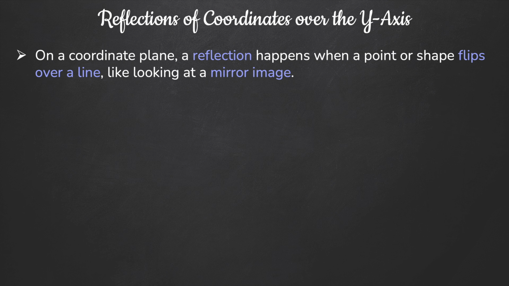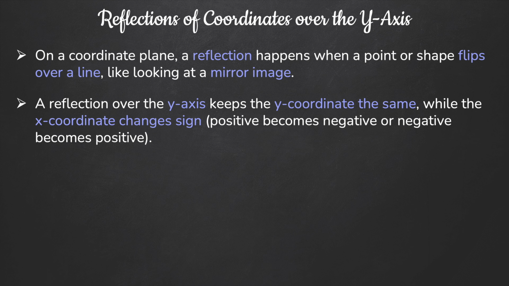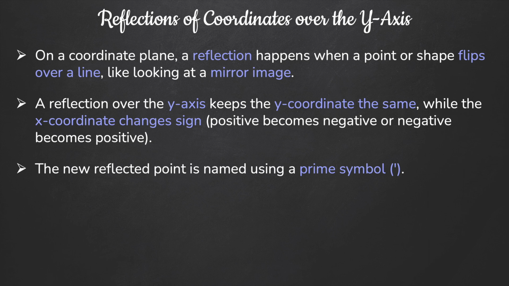On a coordinate plane, a reflection happens when a point or shape flips over a line, like looking at a mirror image. So it would be the same but opposite. A reflection over the y-axis keeps the y-coordinate the same, while the x-coordinate changes sign. So a positive becomes negative and a negative becomes positive. The new reflected point is named using a prime symbol. So we'll go over what that looks like in a bit.